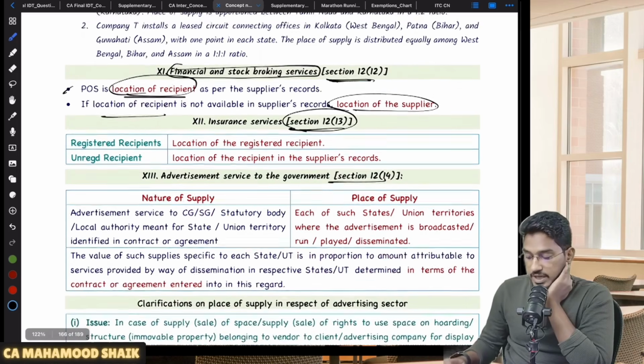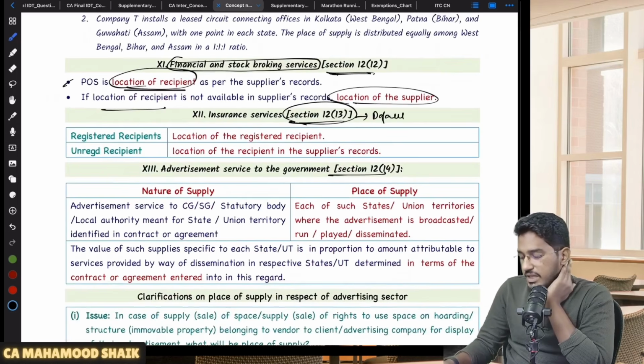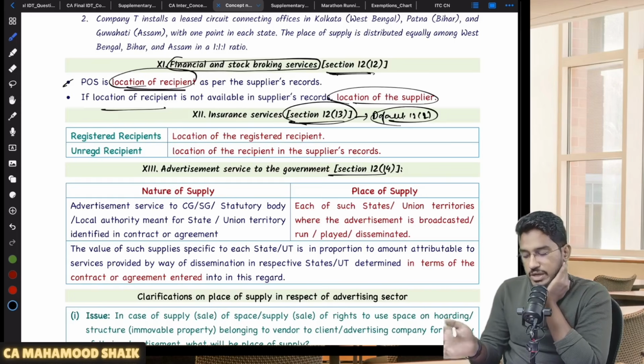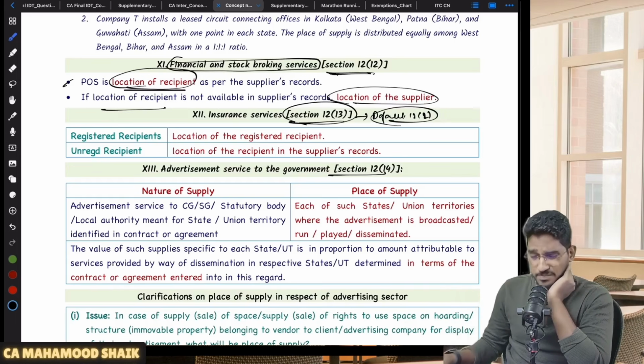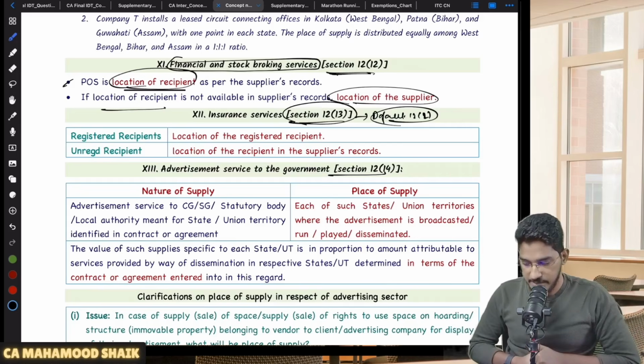Next, 12 subsection 13, insurance services. So in case you are providing insurance services, what will be place of supply? I will say it is very much similar to the default rule. It is nothing but the default rule only. So, anyhow, you can remember it that way. For insurance services, even though they have given a separate subsection, it is not a separate provision. It is once again a replication of the default provision only.